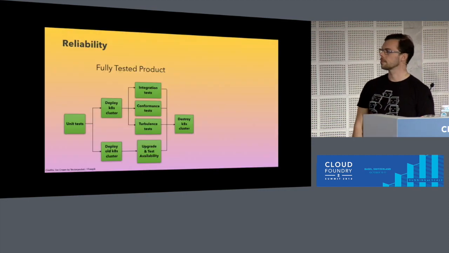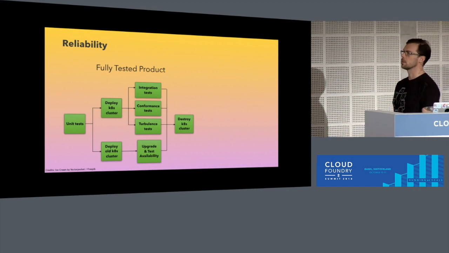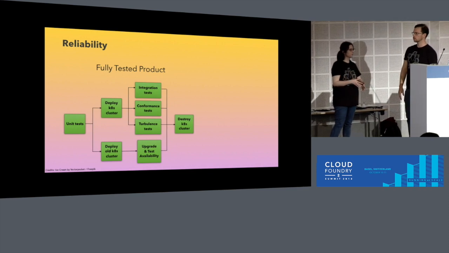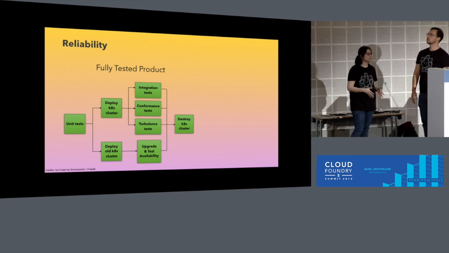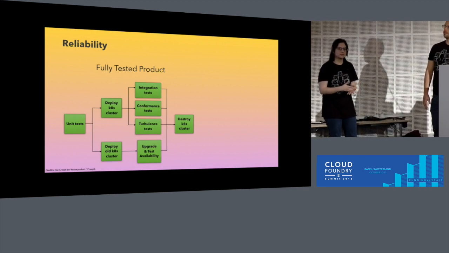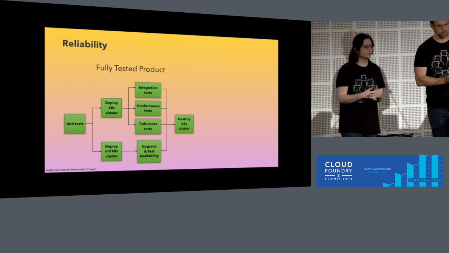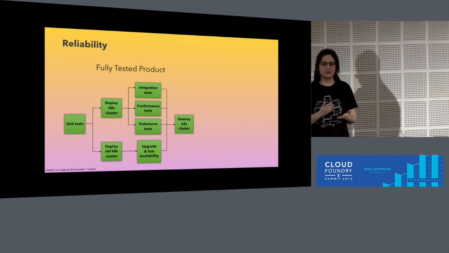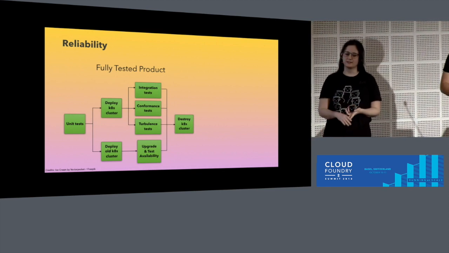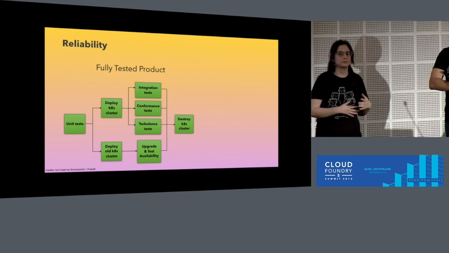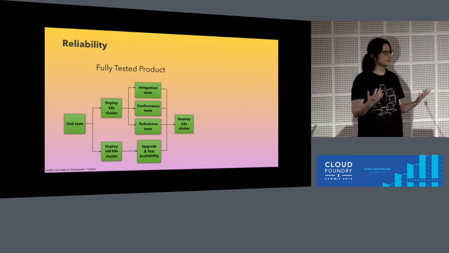Let's start with reliability. Now we're going to describe how CFCR takes care of production concerns. For production readiness, you want a stable product. We at Pivotal use test-driven development, and CFCR is fully tested to make sure that every change we introduce doesn't break the existing setup. We have unit tests, integration tests, and turbulence tests, which introduce failure scenarios to verify what happens in those disaster cases.